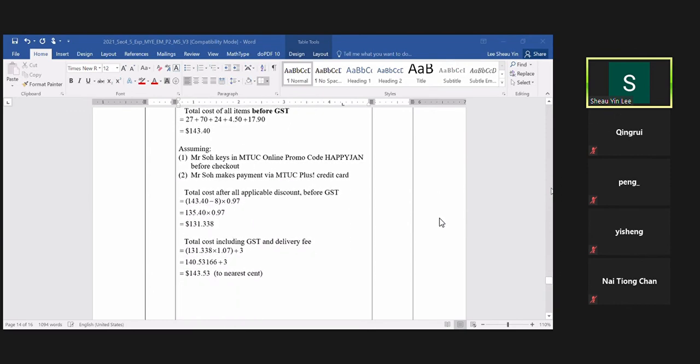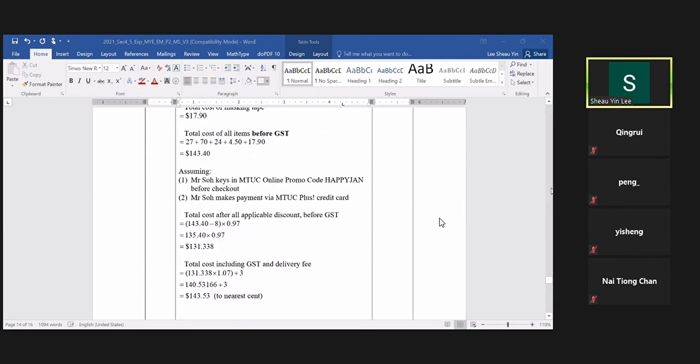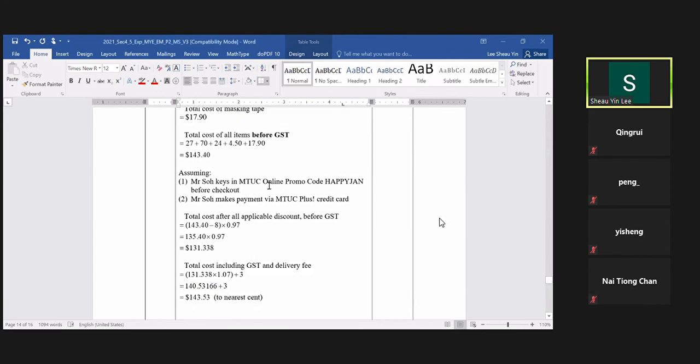I want to see assumption. Okay, you need to assume. Assume means what? He actually goes to Happy Jam before checkout, makes payment with something like a credit card. Then total cost before GST, then after that, include back GST. Answer 143.53. Okay? So you need to say assumption.